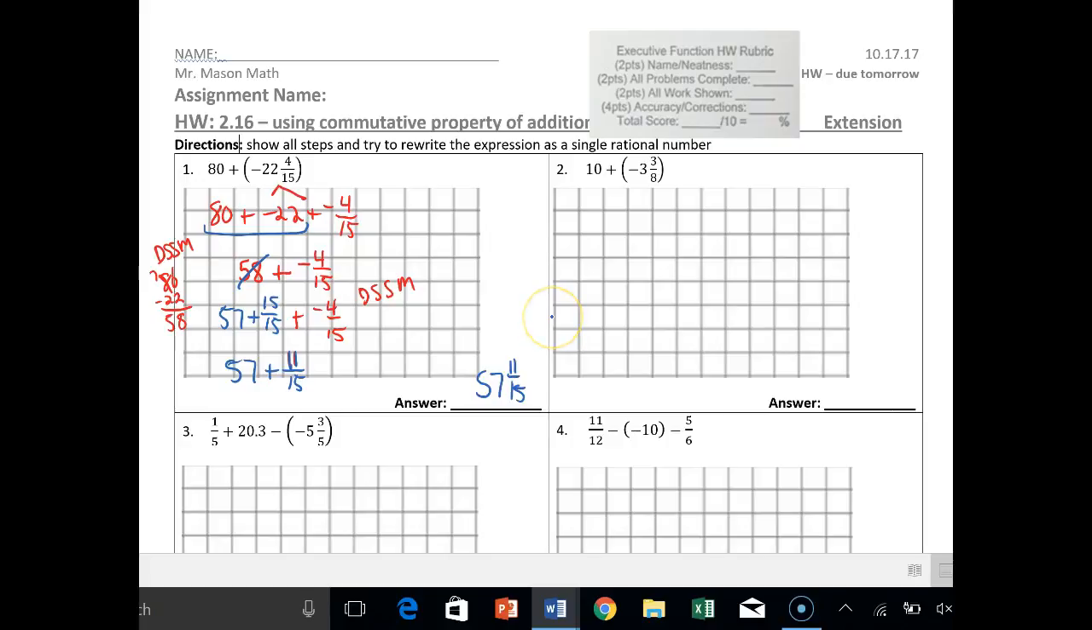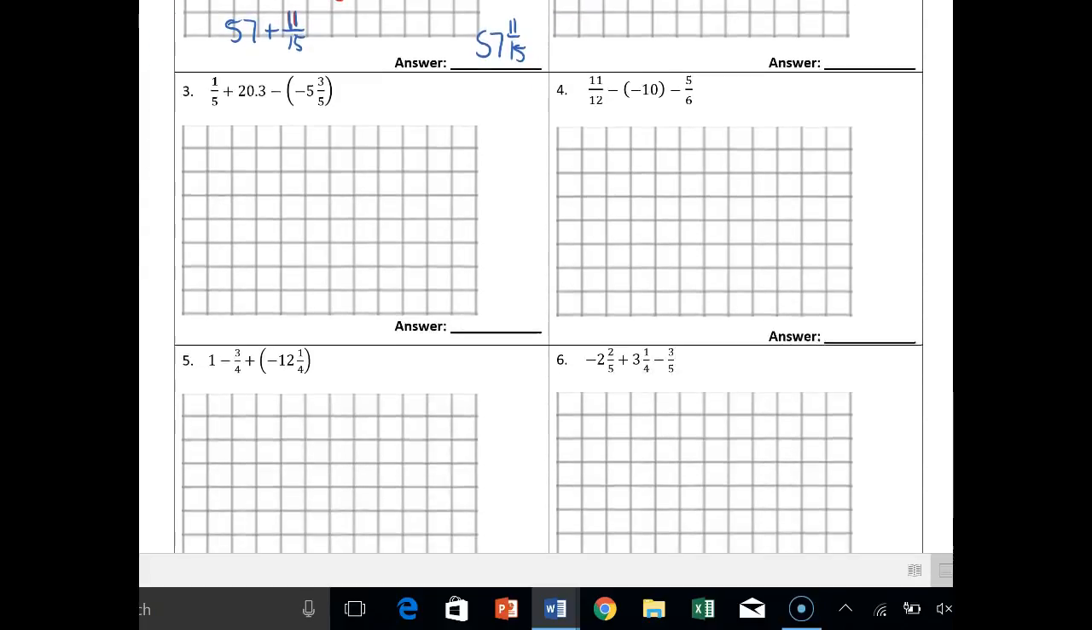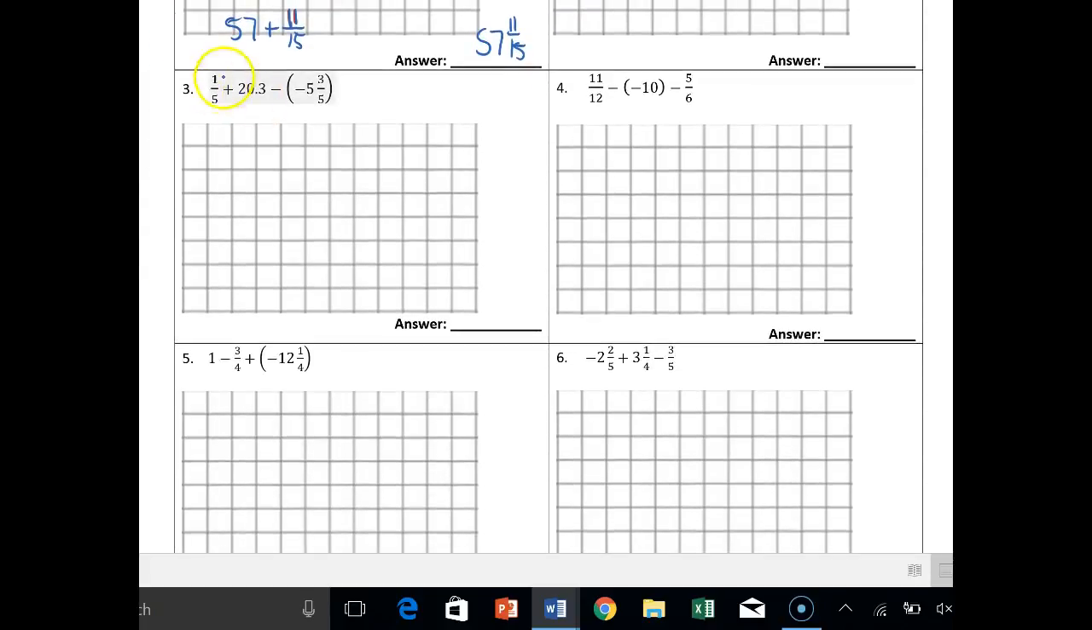I would pause right now if I were you and do number 2. Number 3. I got 1/5 plus 20.3 minus a negative 5 3/5. So first of all, we need the KCC, keep, change, change. So keep it, plus, plus.